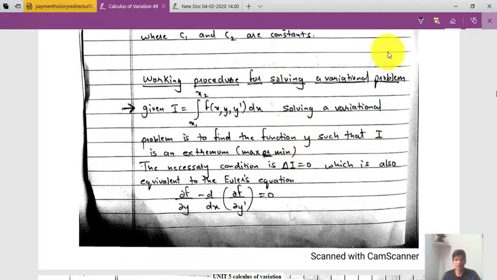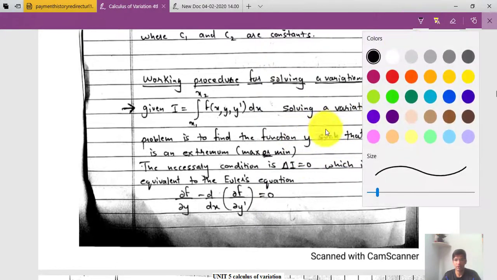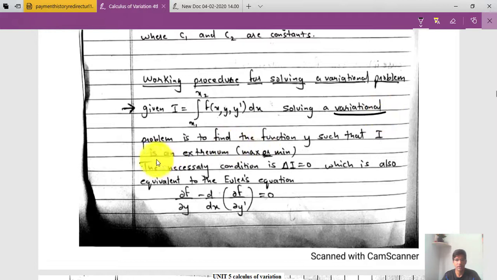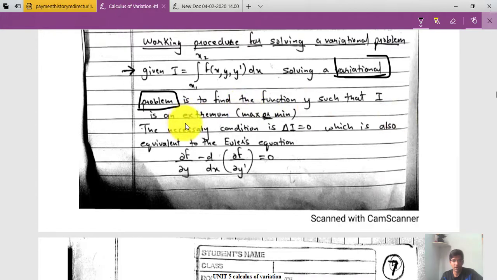Given a variational problem, you will be given a variational problem of this type: it is a functional, that is I of y of x, the integral from x1 to x2, where the function f is a function of x, y and y prime. You need to find the extremum, and the necessary condition is that it should be equal to 0, which is equivalent to, this is the reason why we are taking this Euler's equation. So it is equal to 0.